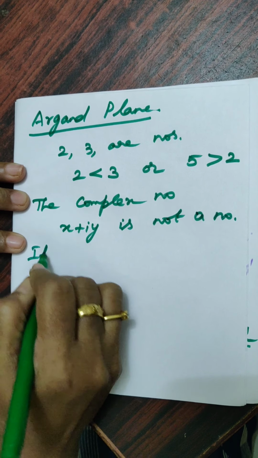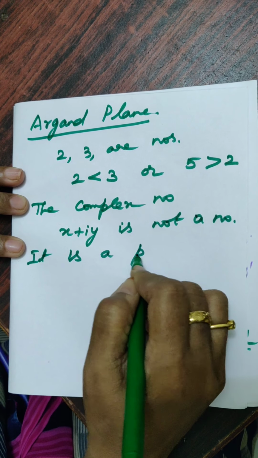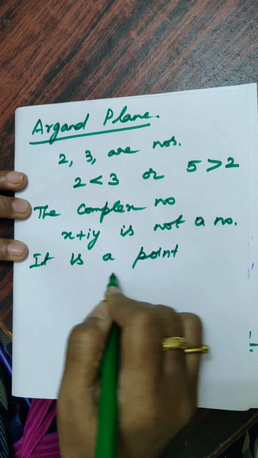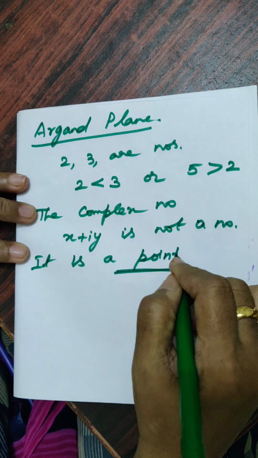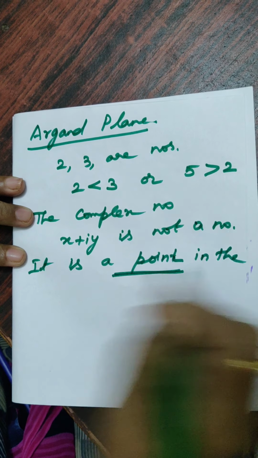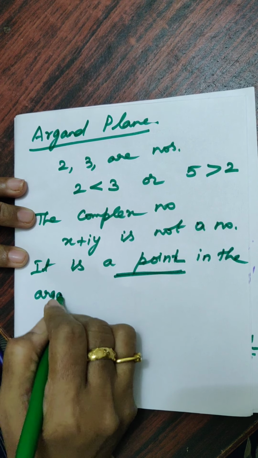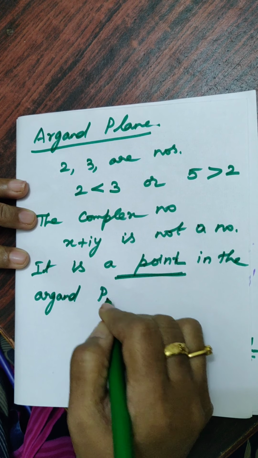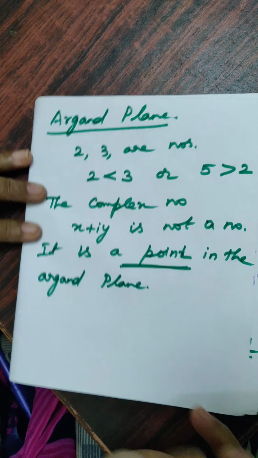Be careful, not a number. It is a point. Be careful. It is a point in the Argand plane. What is the meaning of Argand plane? In our coordinate system, Argand plane.